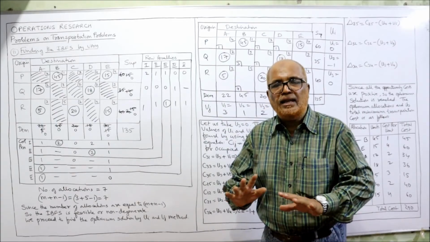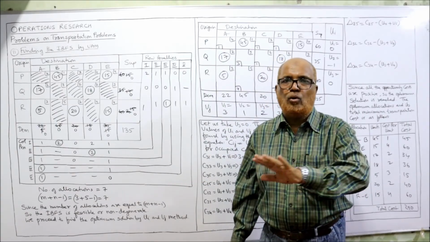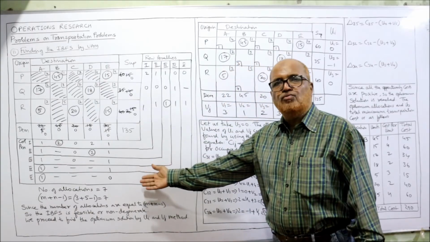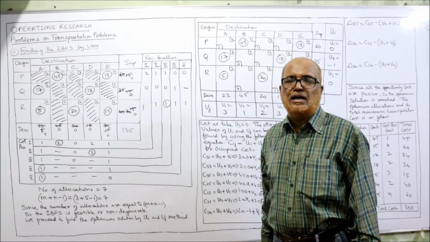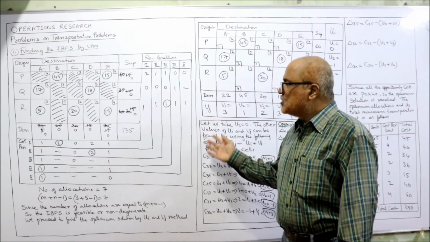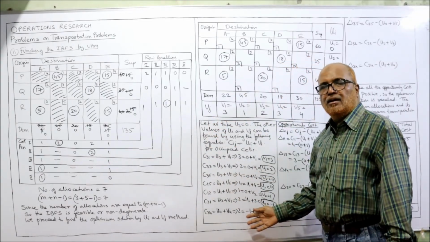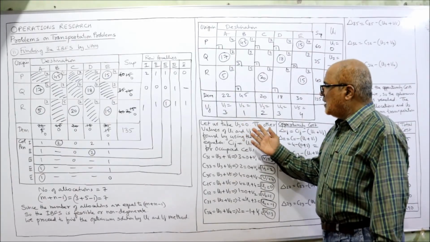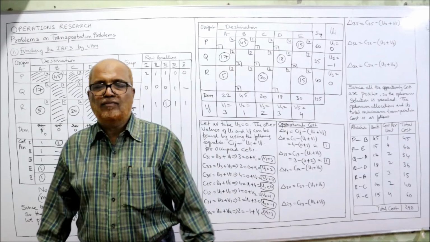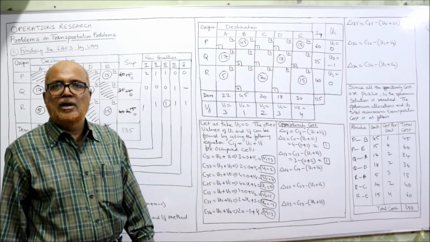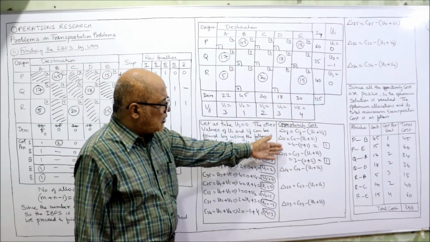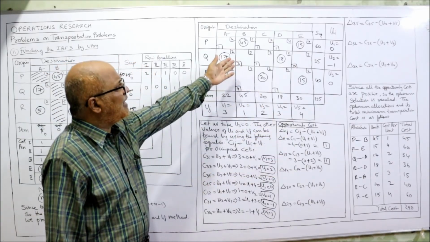So comparatively, this 11th problem is very simple, because first of all, the problem is balanced. No need of dummy row or dummy column. Secondly, the number of allocations we got is equal to m plus n minus 1, so the problem is non-degenerate, feasible, and we can go ahead. We have calculated all Ui and Vj values. After that, for the opportunity cost, only two I have shown. Remaining I have shown directly in the table.